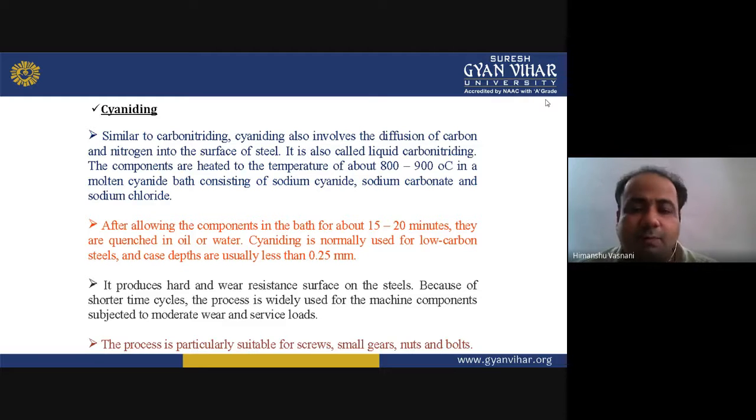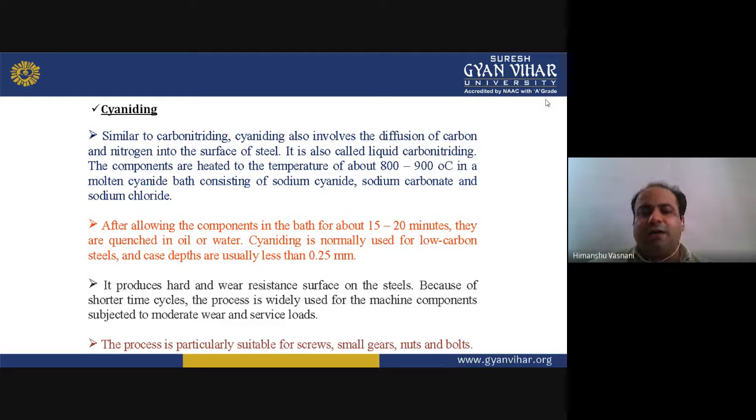After keeping the components in the bath for about 15 to 20 minutes, they are quenched in oil or water. Cyaniding is normally used for low carbon steels and case depths that are usually less than 0.25 mm. So this is, you can say, the limit.